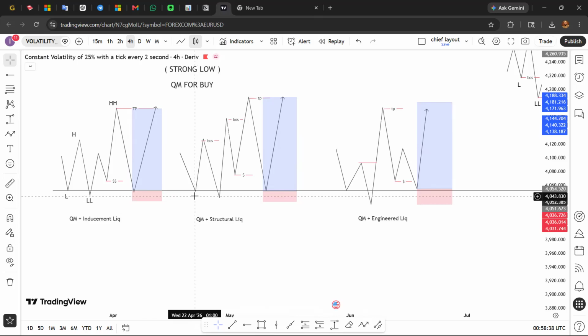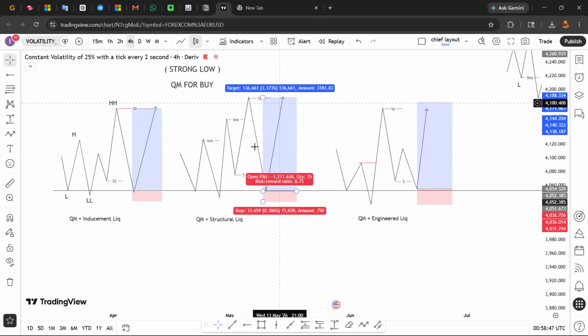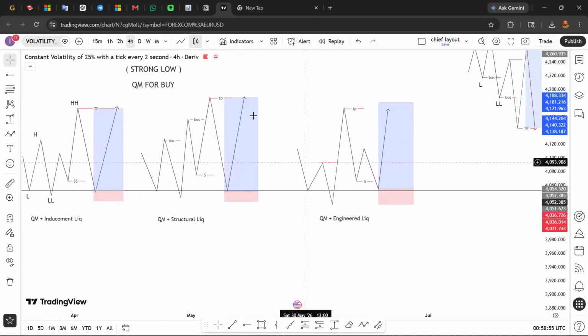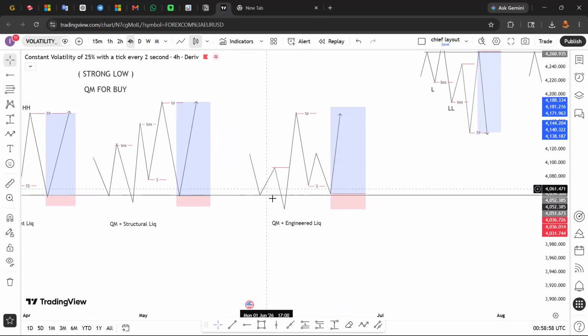The same formation. This is a low, this is a high, this becomes a lower low, and this becomes our high. Then with one break of structure, you wait. This line here is called the Quasimodo line. This is the QM line. This becomes structural liquidity. I labeled everything. These are for buys. Then we have this other structure here, which I call the QM engineer liquidity. You can see we have our low, our high, our lower low, and our high. And this is the engineer liquidity.